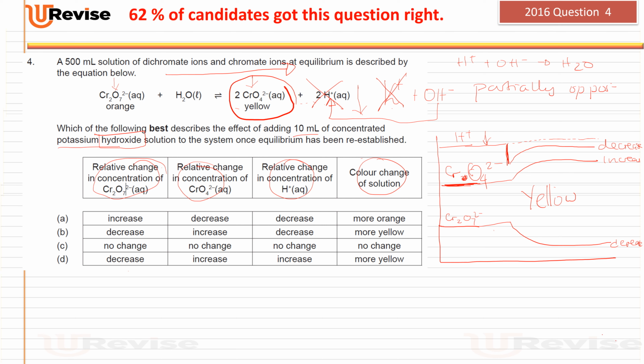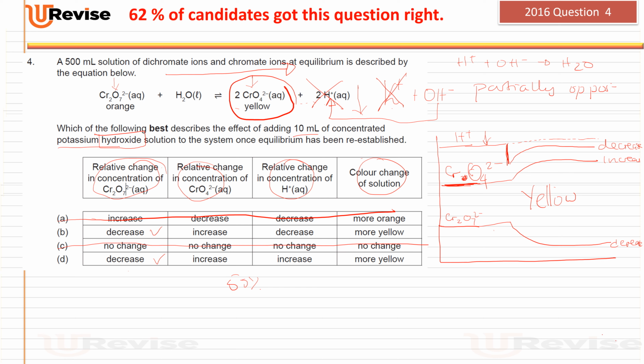The first answer says dichromate will increase. No. This one is wrong because we have figured out that dichromate will decrease. Let's keep this one for now. And dichromate has no change. No, we know that dichromate decreases, right? Dichromate decreases, yes. So just after analyzing the dichromate effect here, I've managed to eliminate two answers. So I've got a 50% chance now of getting the right answer.